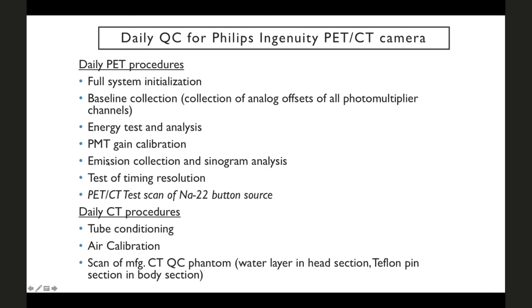Then afterwards, we do an emission collection where we look at the sinogram of it and look for gaps that might indicate we have lines of response missing from the data because of detector problems. We also measure the timing resolution, and we've actually added another test which experience has shown us is necessary, which is one of the problems we have.